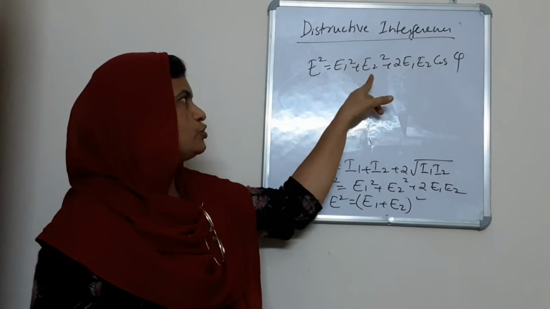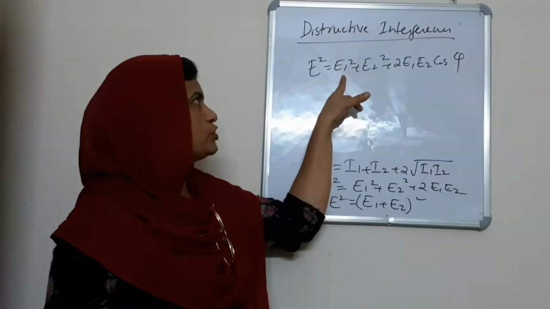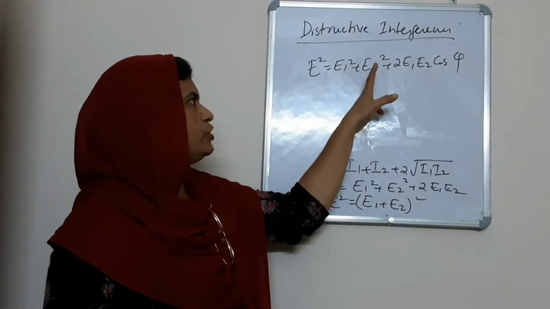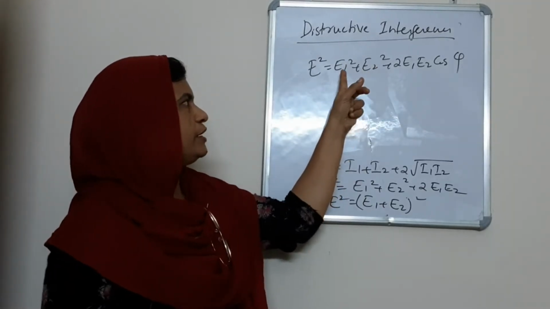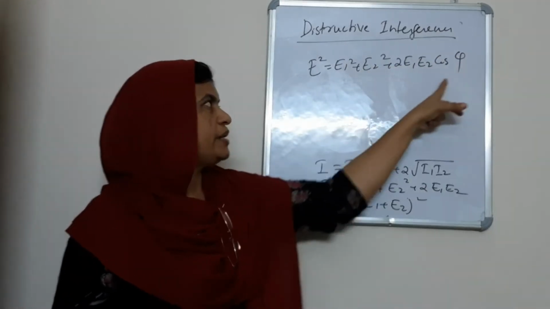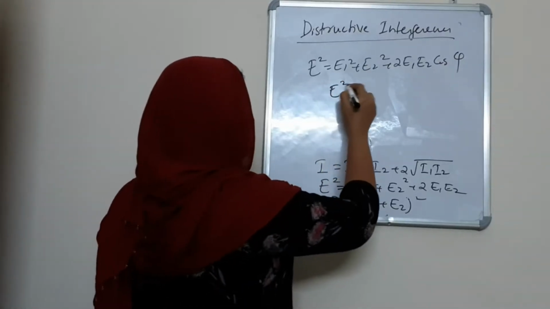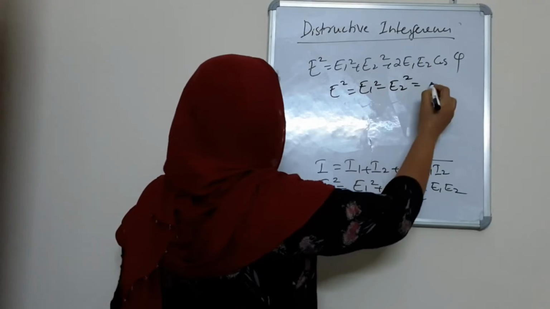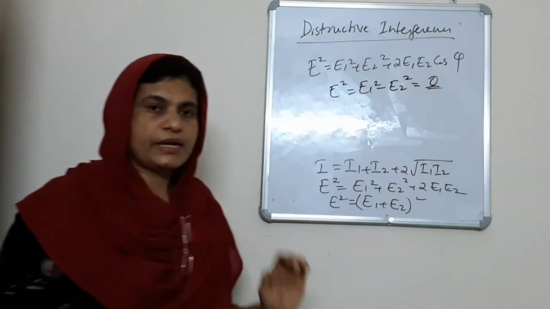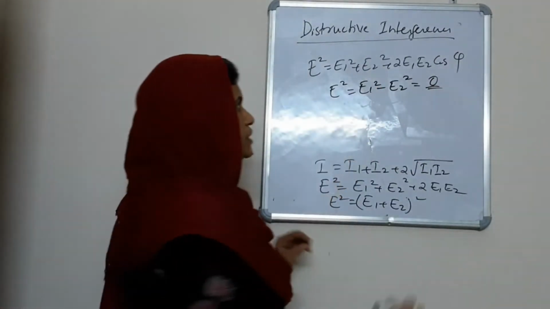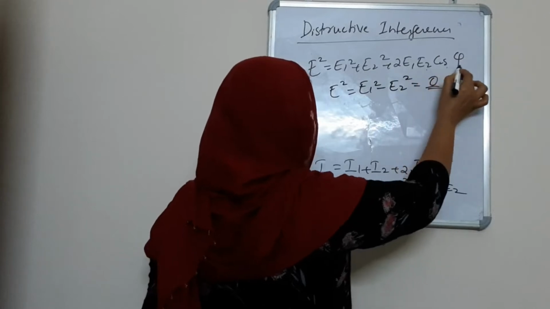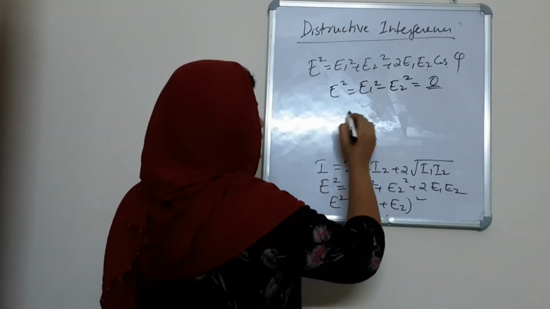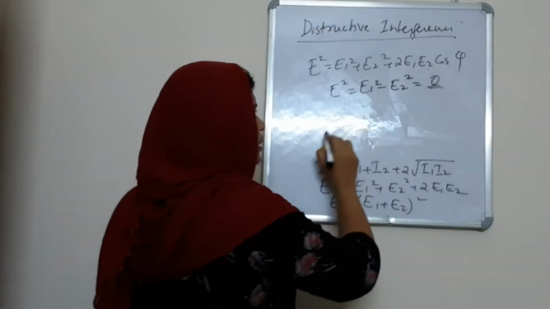When E1 square is equal to E2 square, that is, when the two waves have the same amplitude, we get 0. When cos phi is equal to minus 1, E square is equal to E1 minus E2 whole square, and if E1 and E2 are the same, we get 0, that is minimum brightness or a dark point. Therefore, the condition is that cos phi should be equal to negative 1.